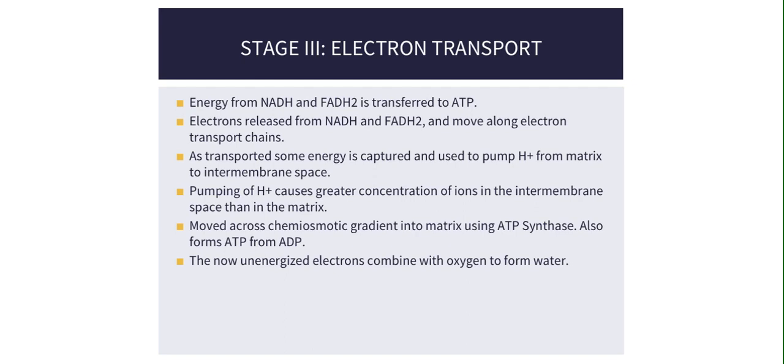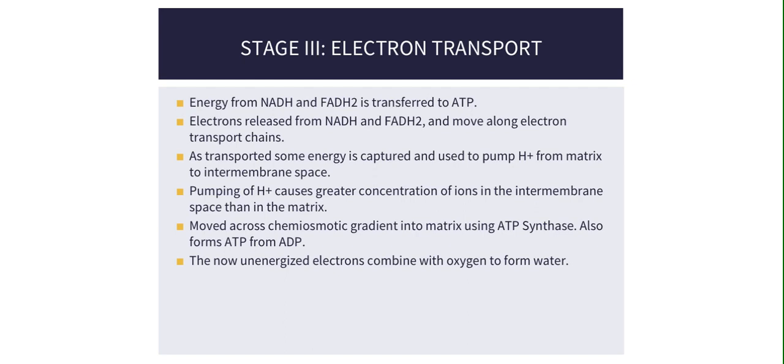The pumping of hydrogen ions across the inner membrane creates a greater concentration of ions in the inner membrane space than in the matrix. So we don't like that. So we're always going to go from high to low. So now we have what's known as the chemiosmotic gradient. Probably sounds familiar. You have the high concentration of hydrogens. You want to pump them out. So the chemiosmotic gradient using ATP synthase allows that flow of those H pluses.